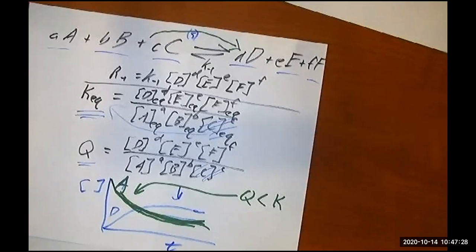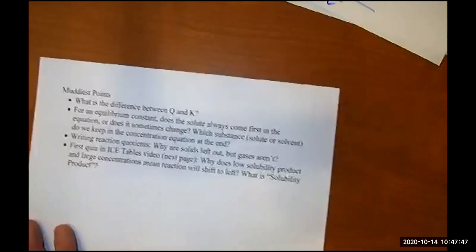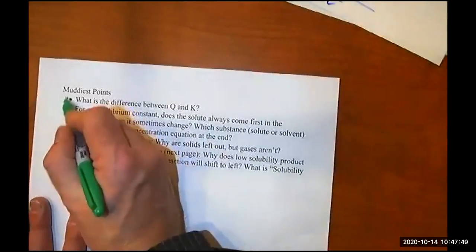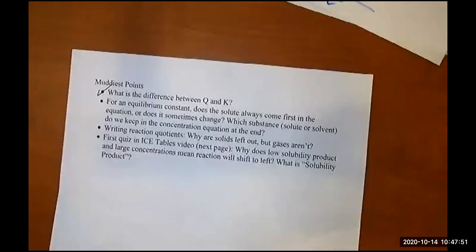Yeah, towards reactant, exactly. So the system will shift in the direction that reduces the effect of the perturbation you've added. So you've added some product, so the reaction will shift away from product towards reactant. So that's the idea of the difference between Q and K.